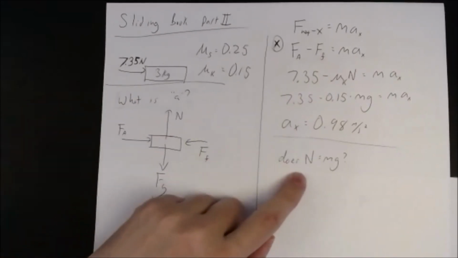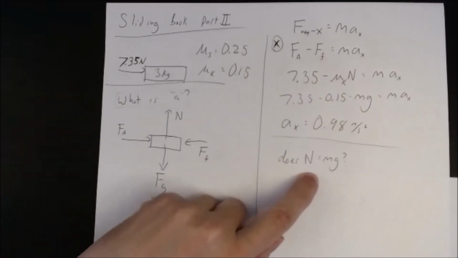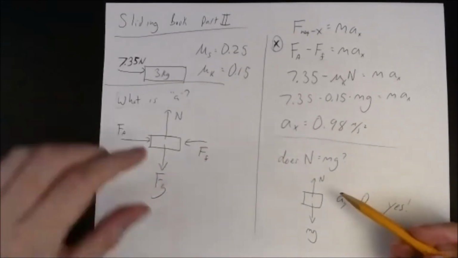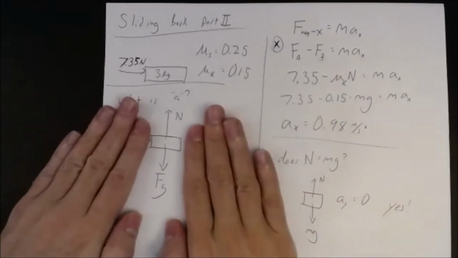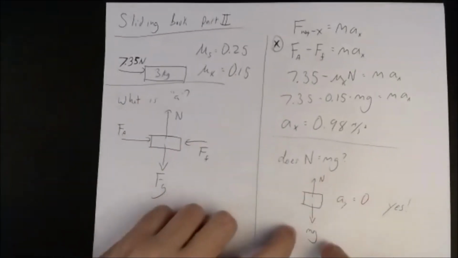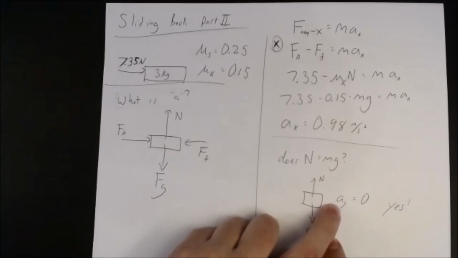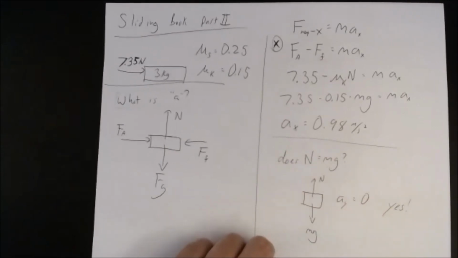Just to confirm, let's figure out, does the normal force actually equal mg? Well, if I take out all the other stuff that I don't need, I'm just looking at the y direction. I've got normal, and force of gravity is equal to mg, and the acceleration in y is 0. So yeah, normal does equal mg.